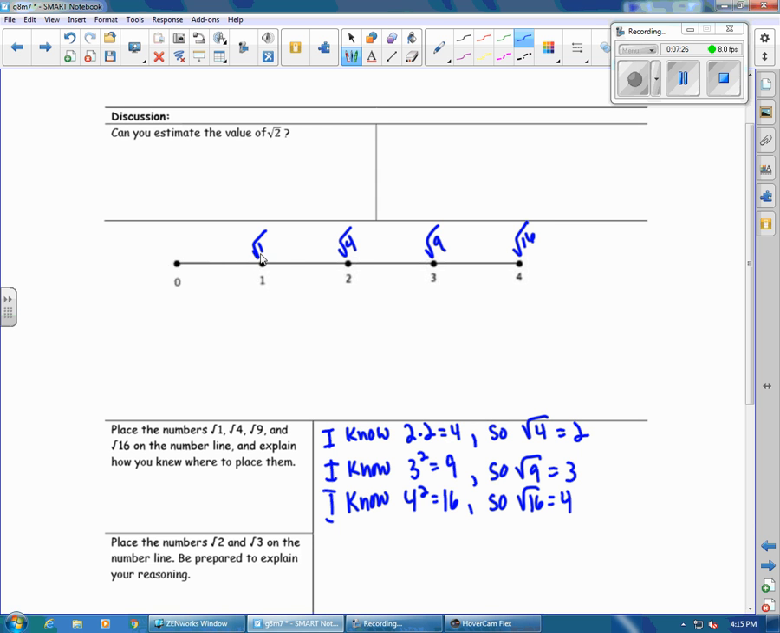So the square root of 2 would come somewhere between the square root of 1 and the square root of 4. So I could place the square root of 2 here. And the square root of 3 would come next, because it's going to be logical. And they'd be somewhere like that on the number line. So I said, oh, the next one wants me to place 5, 6, 7, and 8 on the number line as well. So why don't you go ahead and see if you can do these next two without me. You can pause the video and then see if your answers match mine.